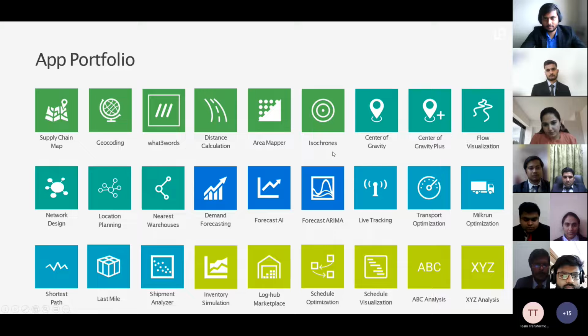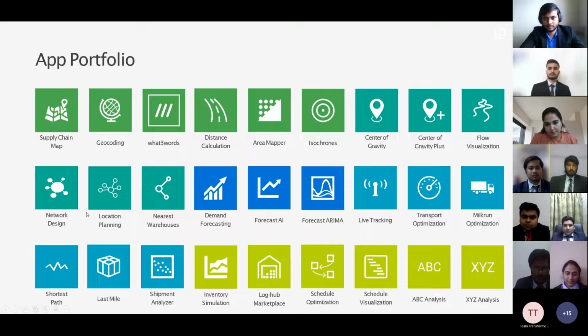These are forecasting solvers based on artificial intelligence. Some organizations use traditional methodology like ARIMA for forecasting, so we do have solvers for that as well. Then we have solvers for last mile planning, route optimization, and so on. And then we have solvers for inventory analytics as well, like inventory simulation, ABC, XYZ classification, etc. All these solvers are used for various purposes.